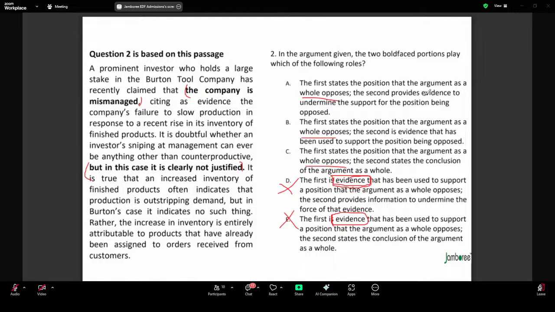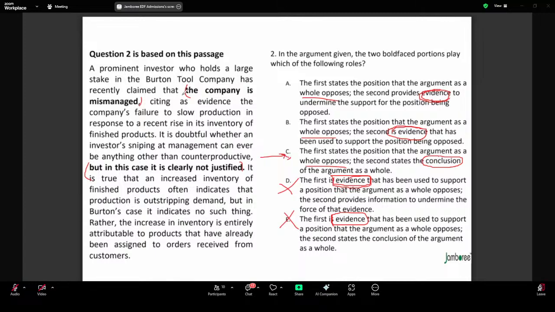Second, provides evidence to undermine. Where is the evidence? Evidence must be a reason, right? What is the reason? There is no reason given. Second is evidence. Is it evidence? Where is the evidence? Again, I don't see any evidence in either of these. The first states the position, the argument as a whole. Second states the conclusion. In this case, it's clearly not justified. So at least that way, I think this is the only one which is open.